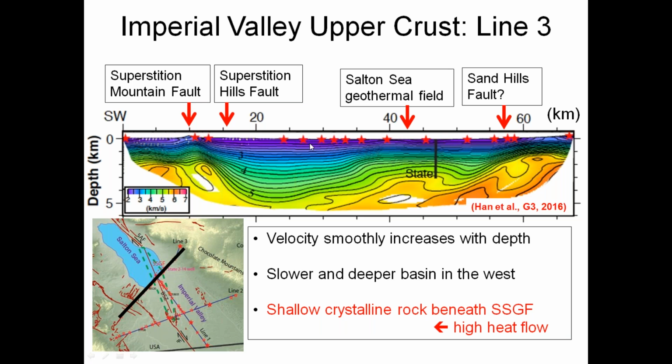Similarly, we have velocity smoothly increasing with depth, and we have a slower and deeper basin in the west at distance 15 to about 35 km. And the crystalline rock is very shallow beneath the Salton Sea geothermal field, which is caused by high heat flow. The thick vertical black line is a state borehole penetrating to 3 km depth into the crystalline rock. We will compare our velocity model with the borehole measurement in this well in later slides.